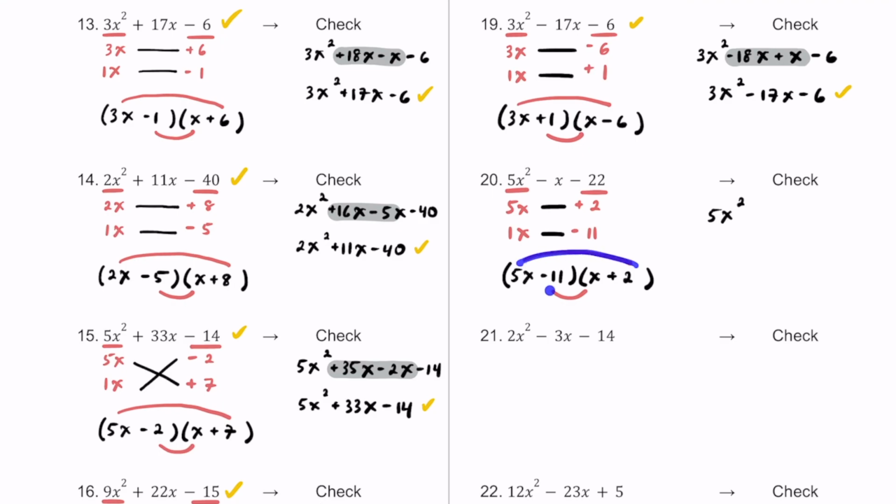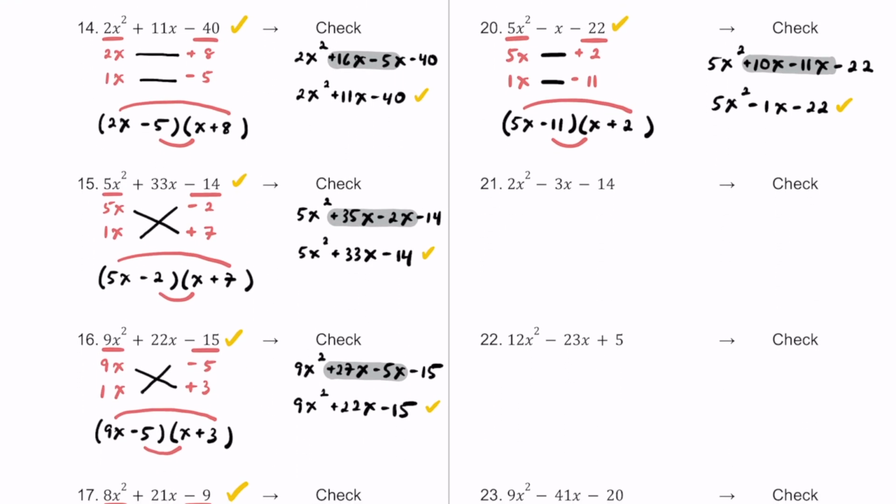Then for the outers we should get positive 10x, and the inners we should get negative 11x. And then finally, negative 11 times positive 2 is going to be negative 22. Combining these in the middle here, we're going to get 5x to the second power, and then minus 1x, or just minus x, and then minus 22. You don't have to write the 1 if you don't want to, but sometimes it just helps us see that coefficient. Cool, let's check out a few more.